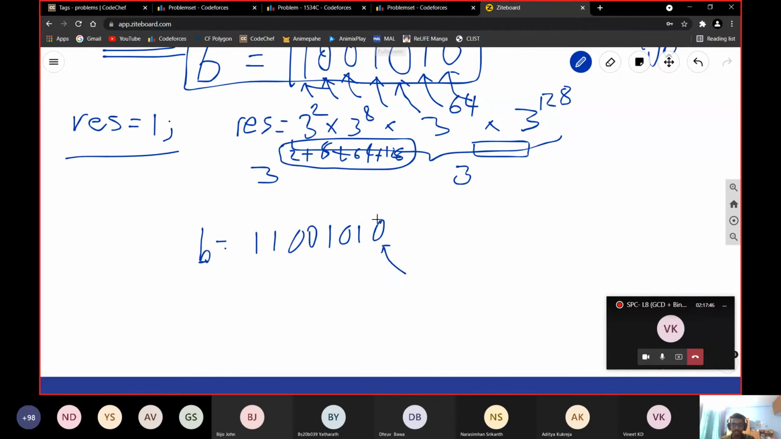So I'm starting here. So this bit is 0. So this is not 1. So maybe I'll put a 0 here. I don't know the number right now, but assume this is the bit representation.